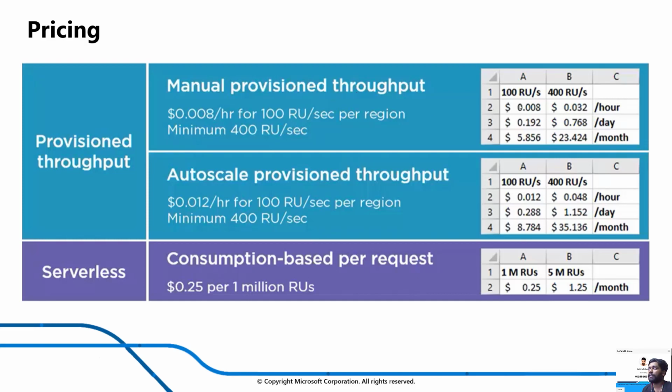In the manual mode, consider you are charging for the 100 request units per second, where you will be ending up paying only $5, whereas in the autoscale mode you will be ending up paying $8, because the amount they charge for autoscale mode is slightly higher than the manual mode. If you consider the serverless mode, for the first 1 million request units, you will be paying only $0.25. So that is the advantage that you will be getting out of the serverless. But it is not a thumb rule like we should be always preferring the serverless mode, because you could end up paying more in the serverless mode rather than the manual provisioned throughput.